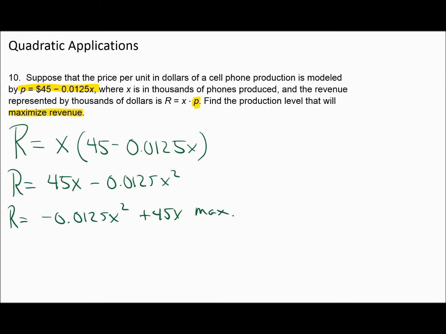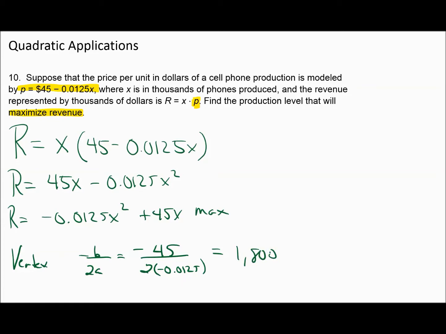How do you maximize a quadratic? This is for quadratics only. You find the vertex. So remember, the vertex is negative b over 2a. So that's negative 45 over 2 times negative 0.0125. And then I'm going to reach for my calculator. I know it's going to be positive. And what I'm doing is 45 divided by, the two negatives cancel, 2 times 0.0125. And I've got 1,800. So that's the production level.